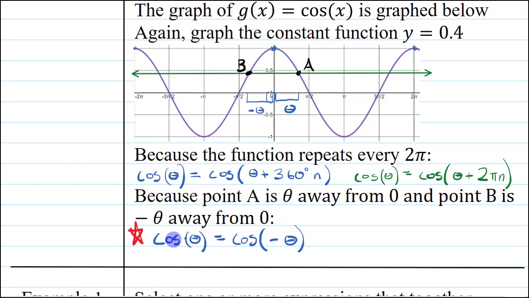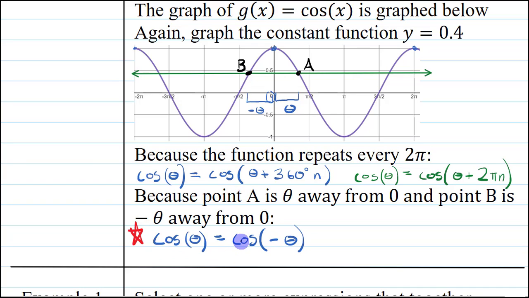And this is kind of a cool property. It happens because this function is even. Even is just a fancy way of saying that if this was a piece of paper and I folded it across the y-axis, the function would line up if I held it up to the light. So it's even, therefore we have this rule.